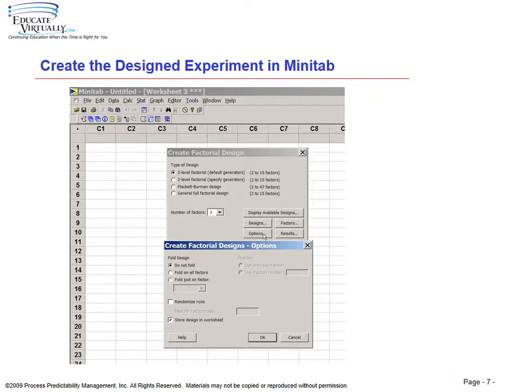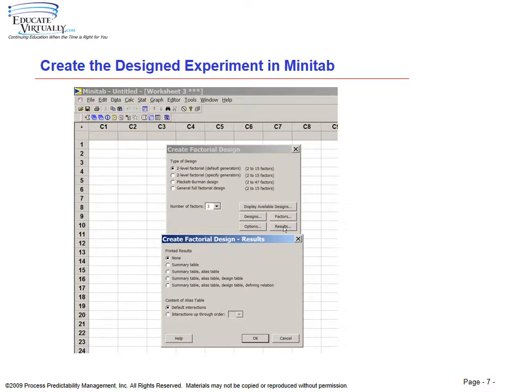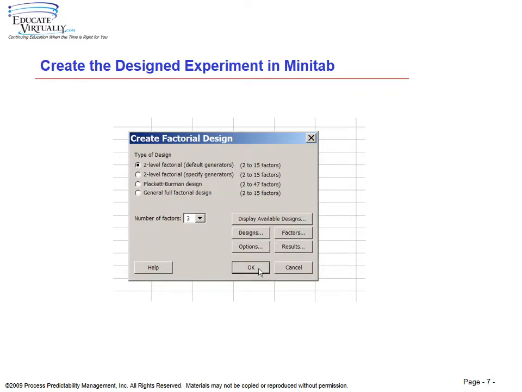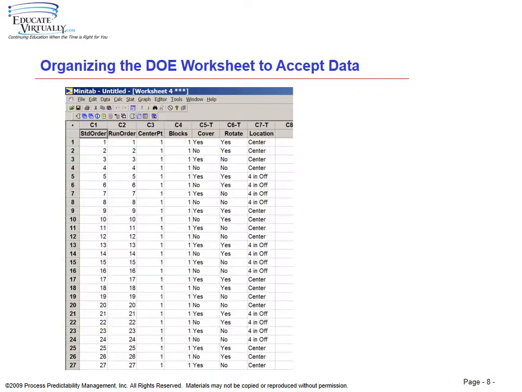So press OK. Now from a results standpoint, we don't want to have any printed results, but we do want to have the default interactions, and select OK. Now we can press OK and our design will be generated in our worksheet. So here's the worksheet with our experiment design. We're now going to go through it and organize that worksheet so we can accept data.